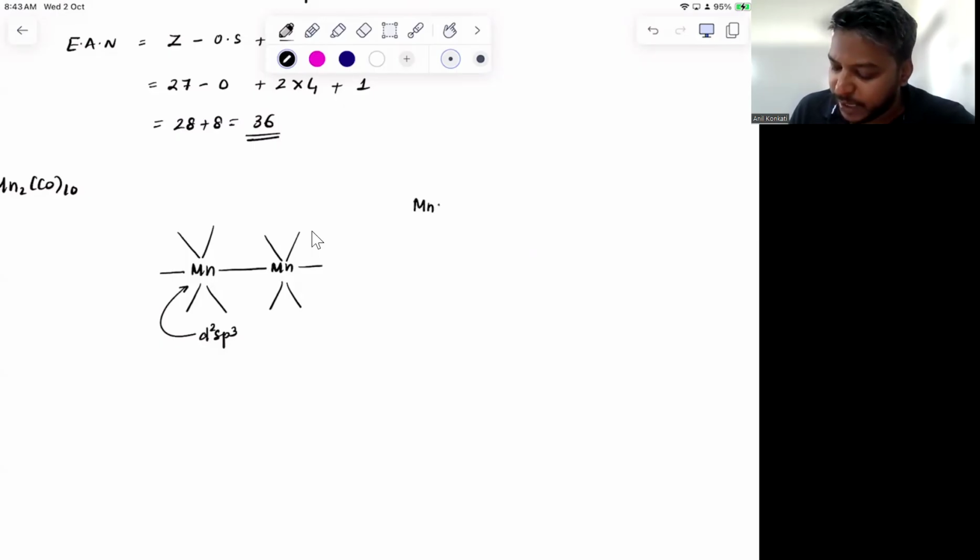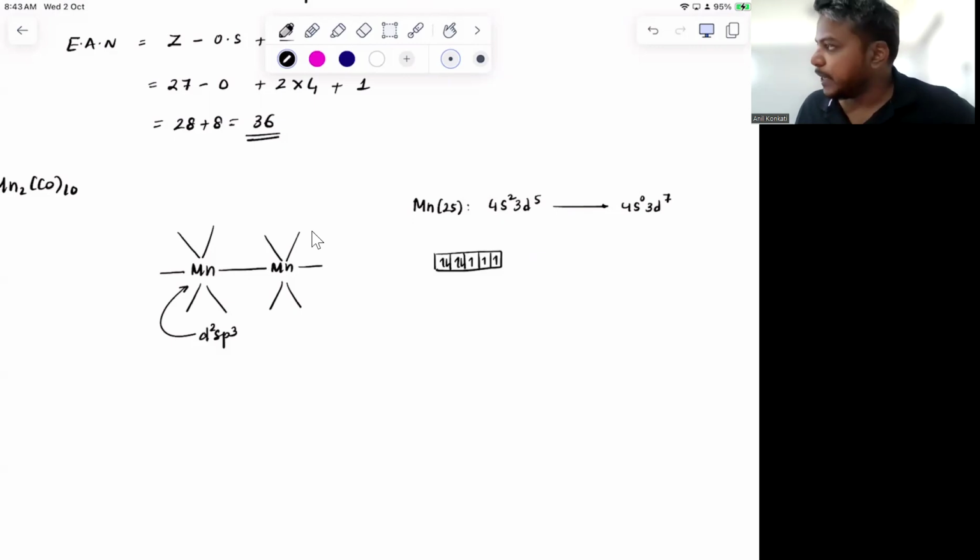So manganese by configuration is 4s2 3d5. So if I push all the electrons, I'll get 4s0 and 3d7. So in that 3d7, 1, 2, 3, 4, 5, then 1, 2. Okay, this is 3d7.